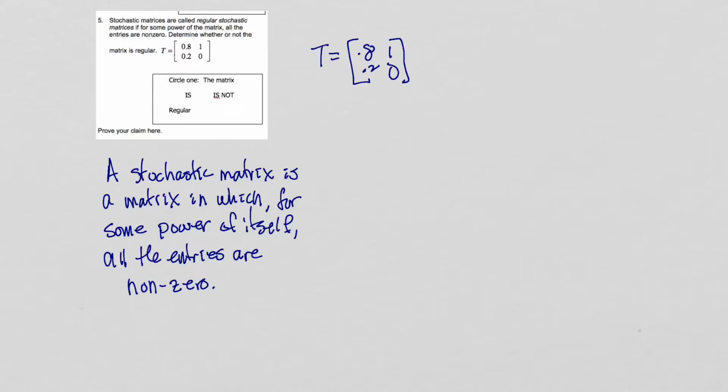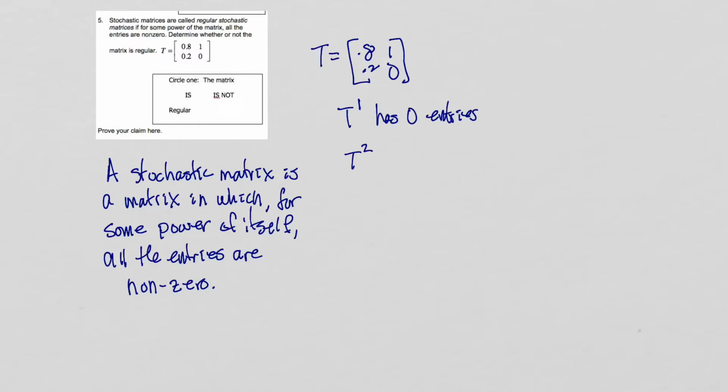So what we've got here is T to the first, okay, that's not a prime. Let me fix that. This looks like I want T to the first power. T to the first has some 0 entries. But that doesn't mean that it's not stochastic. Let's take a look at T squared.